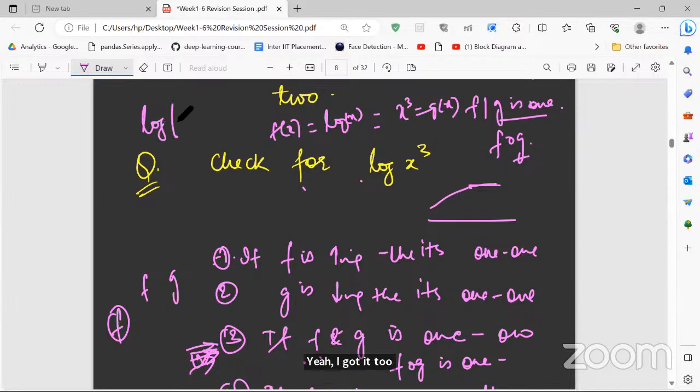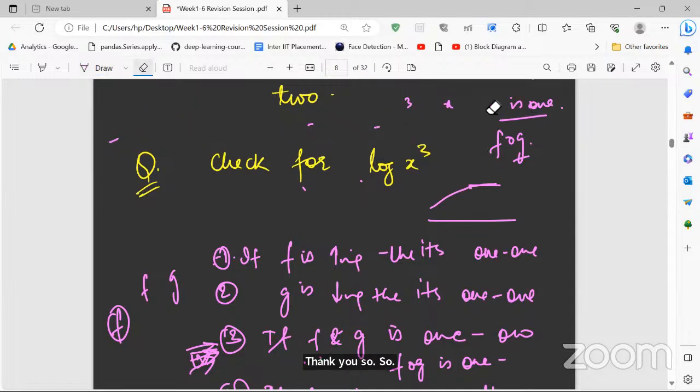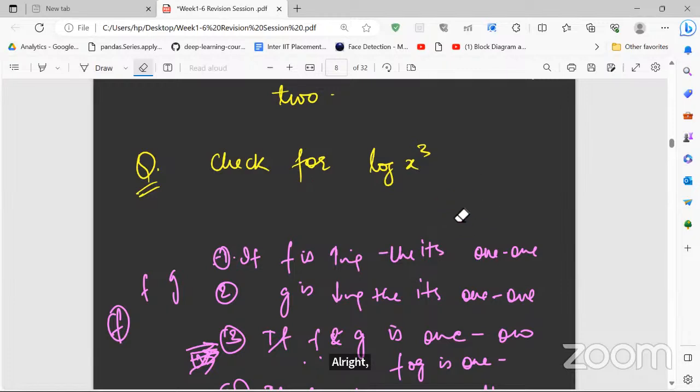If you have some log mod x, is this 1-1? No, sir. Okay, I think so. It's clear now. If the domain is from 0 to infinity, it would be 1-1 maybe. If we change the domain... I'm just asking without saying anything about the domain.